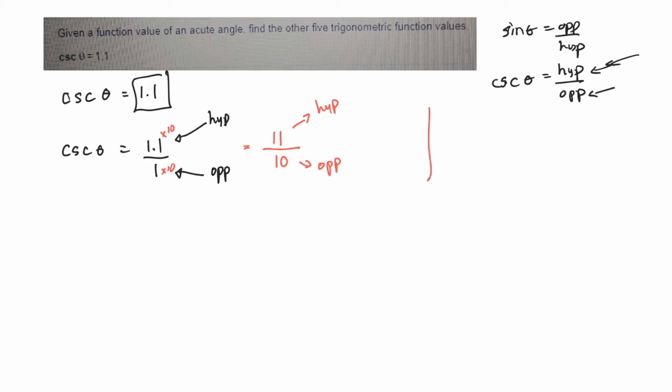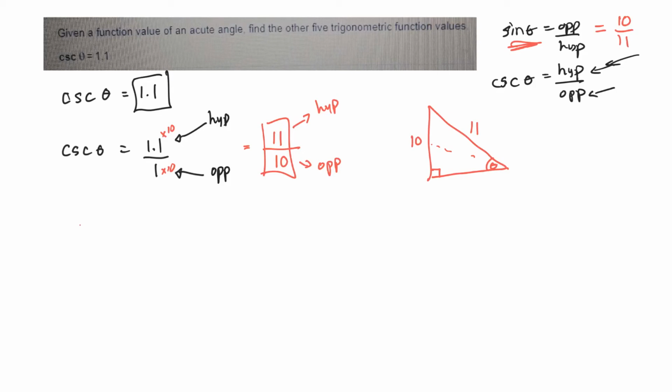So let's draw a triangle. Here's a triangle. Here's the angle in question. That's my theta. So the hypotenuse, which is this side, is 11, and the opposite side is the one over here, which is 10. Now I know what the cosecant ratio is. I have to get all the other ones. But the reciprocal one, the sine one, is easy because you just flip it over. So it'd be 10 over 11.